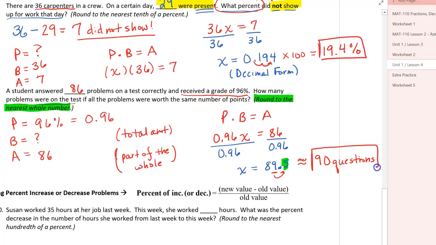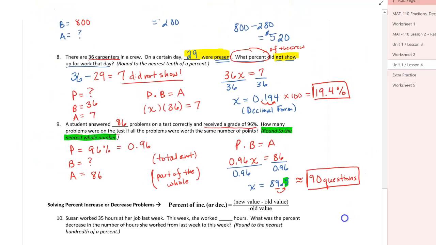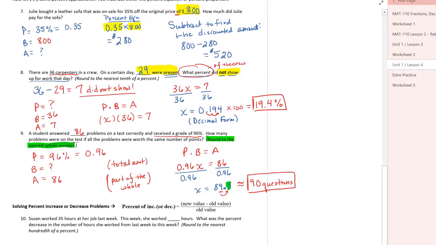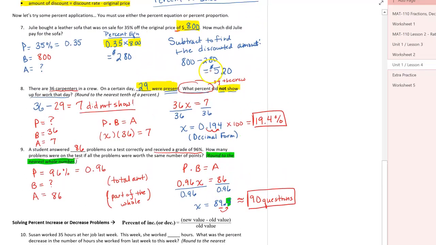I will also make a video to show you how to work these problems using the percent proportion. And I will get to the last example on this page in a completely separate video.